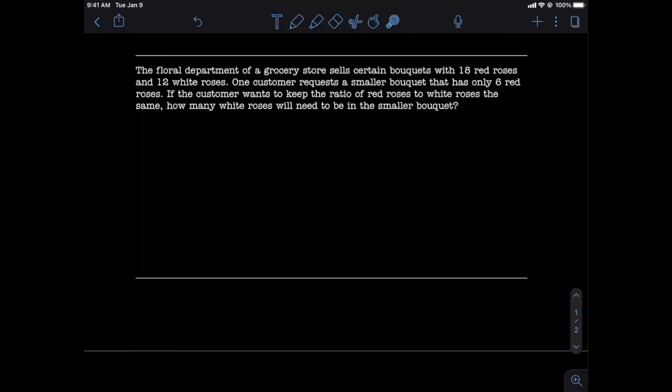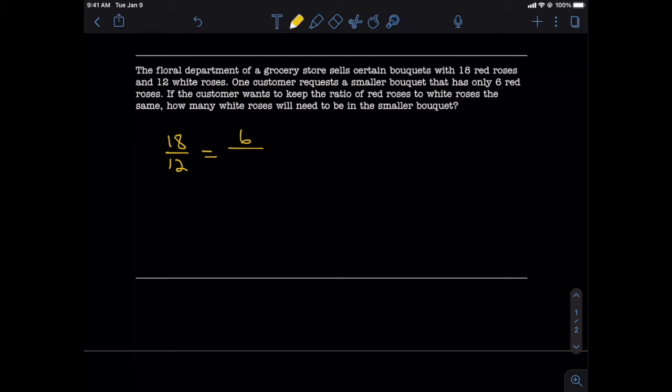I can see pretty clearly here that we have 18 red roses to 12 white roses. We'll set up a fraction for that. 18 over 12 seems to make the most sense in this situation. Next, I see that I have 6 red roses, so I'm going to set up a corresponding fraction. Since red roses went in the top of that one, I'm going to put it in the top of my corresponding fraction. There's the 6.